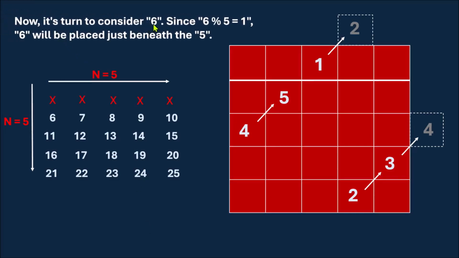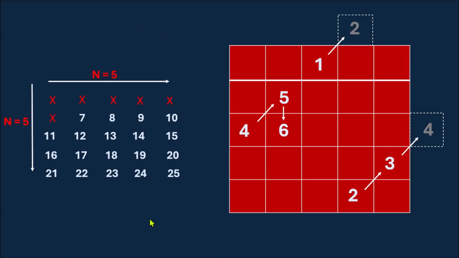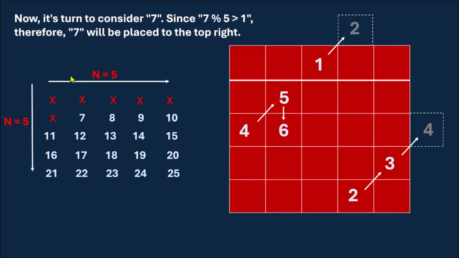Now, it's time to consider 6. Since 6 modulo 5 is equal to 1, 6 will be placed just beneath the 5. The 5 is the last number, so 6 should come here. Okay, now let's consider 7. Since 7 mod 5 is larger than 1, therefore 7 will be placed to the top right, here, just here.